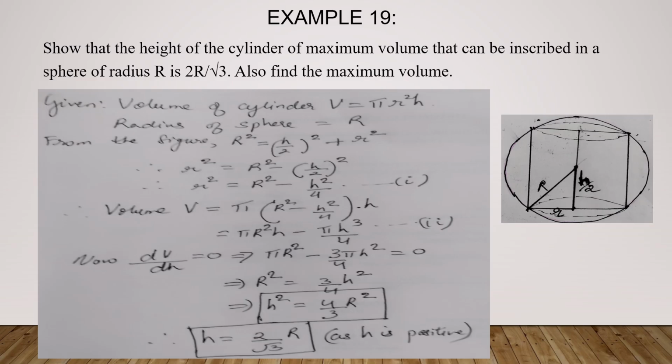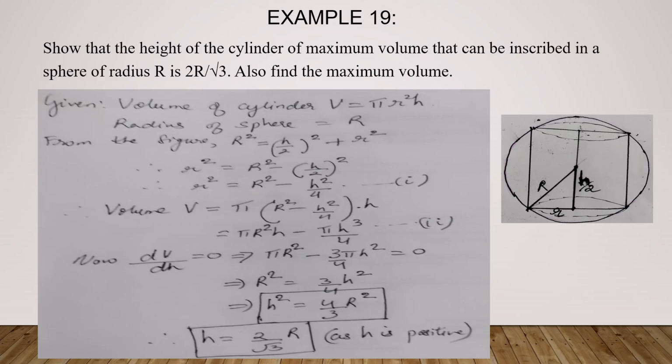Next example: show that the height of the cylinder of maximum volume that can be inscribed in a sphere of radius r is 2r by root 3. Also find the maximum volume. It is given to us, we know that the volume of a cylinder is pi r square h and the radius of the sphere is say capital R.